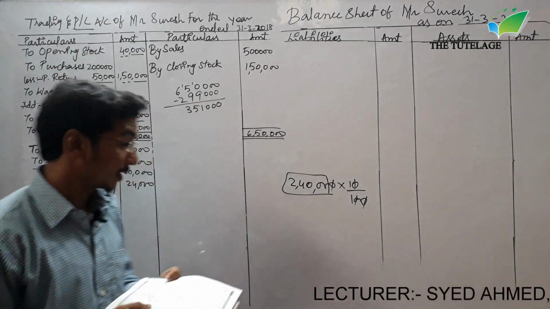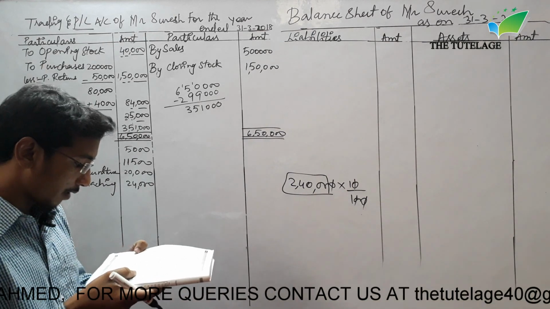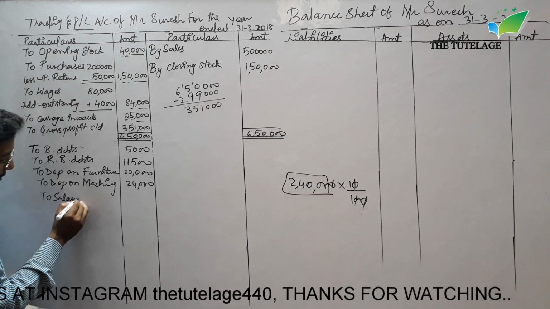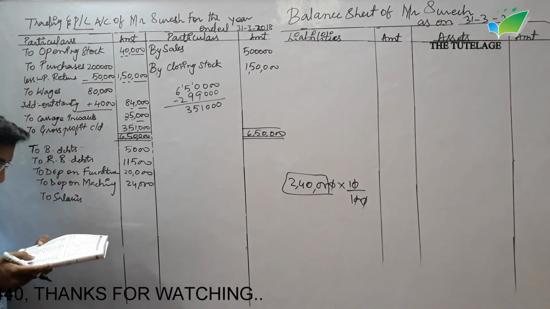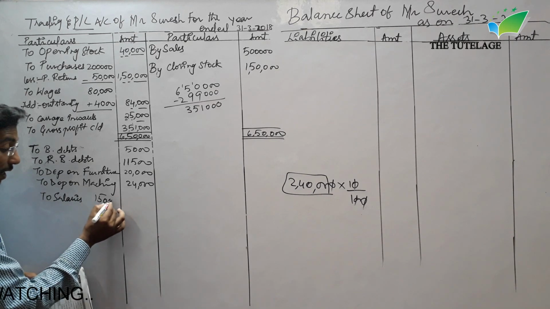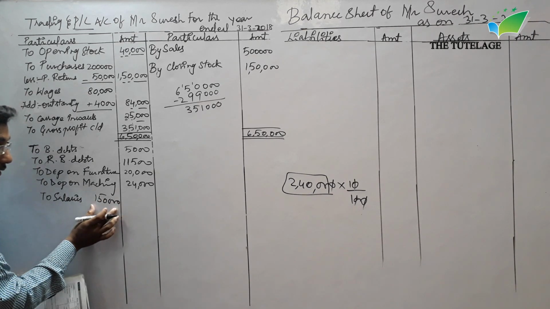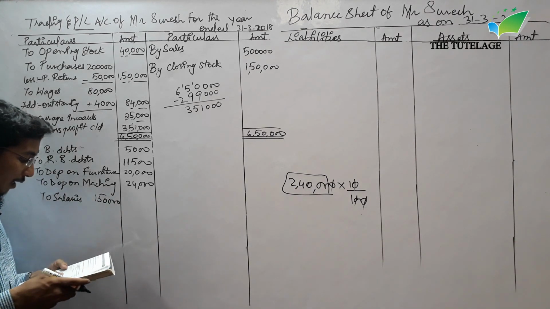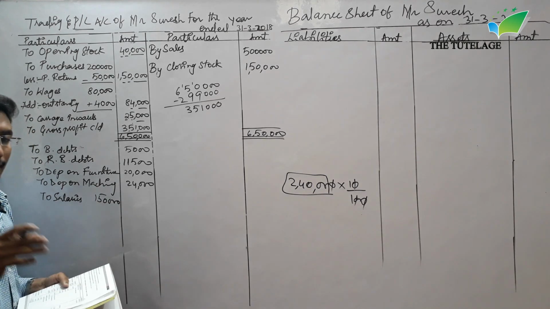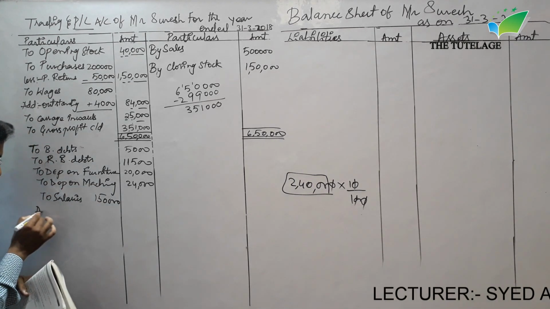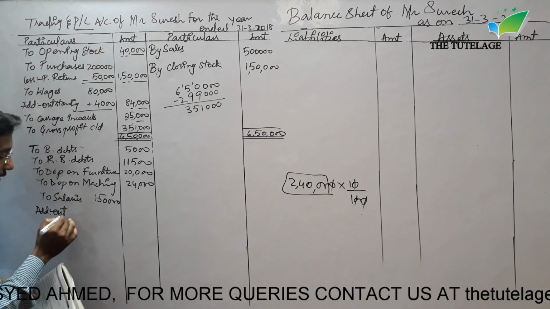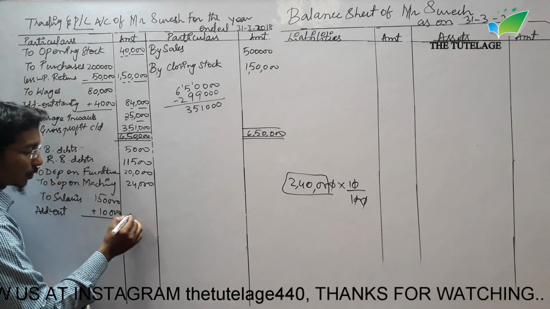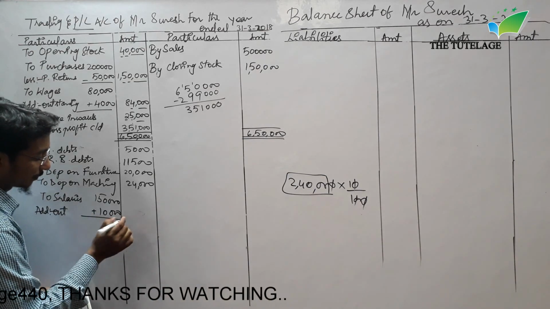Next one is purchases. Purchases we have already recorded, wages recorded. Salaries: to salaries, the amount is 1,50,000. There is an adjustment related to it. We should write before the amount column. See the adjustment related to it. There is an outstanding salary of 10,000. Outstanding means we should add the outstanding. Outstanding amount is 10,000. It amounts to 1,60,000.